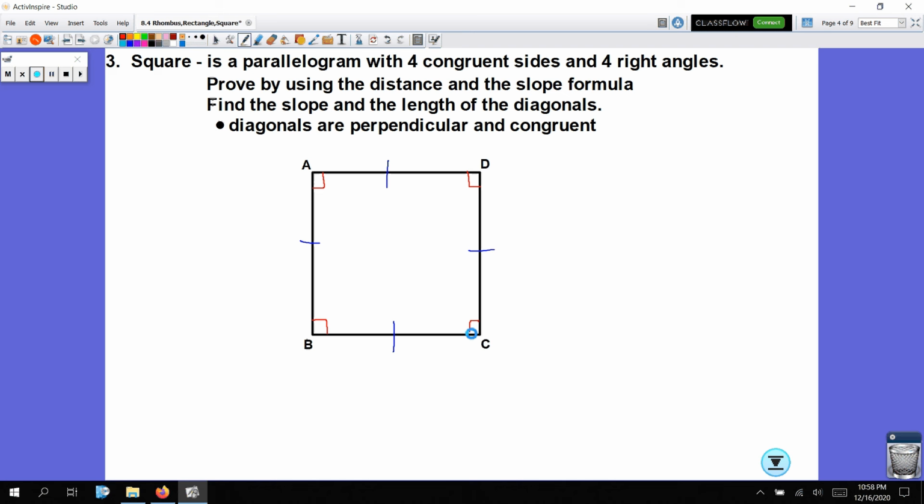Another fun fact about a square is the diagonals are also perpendicular. So BD is perpendicular to AC. So there is a right angle here. AC is perpendicular, remember it's an upside down capital T, to BD.